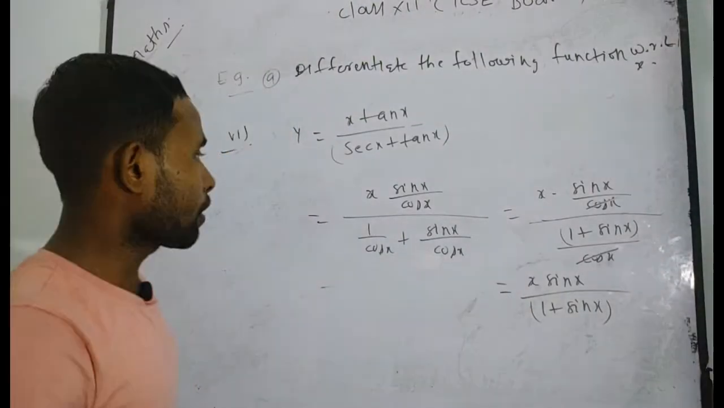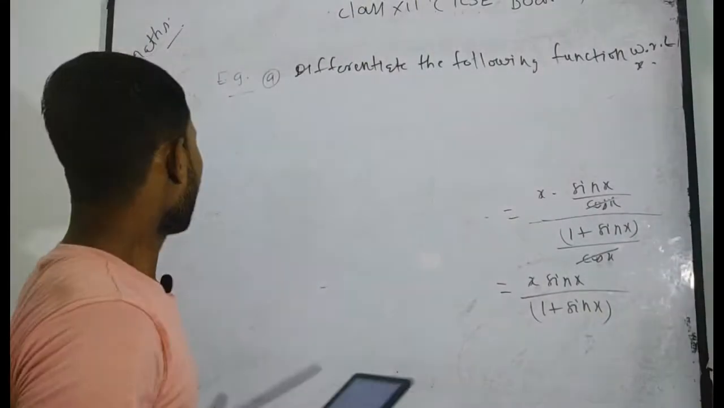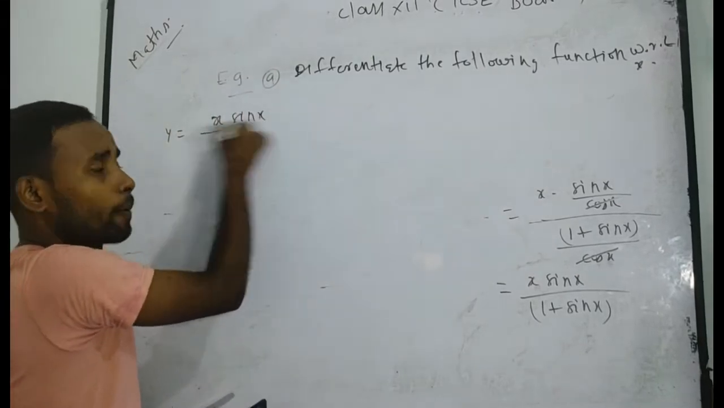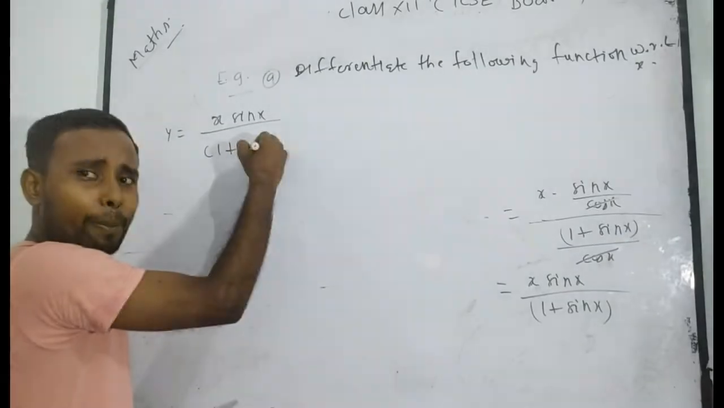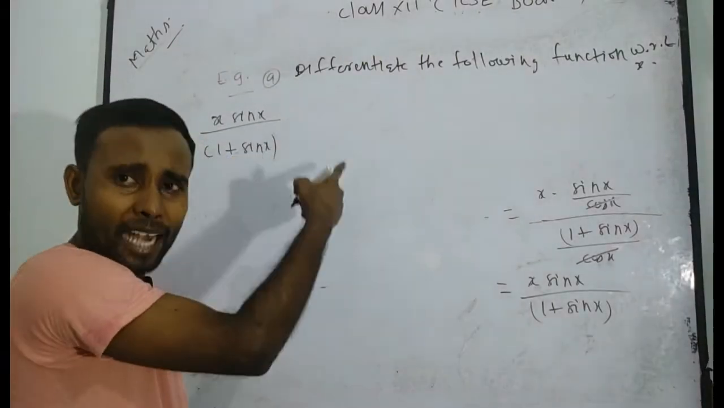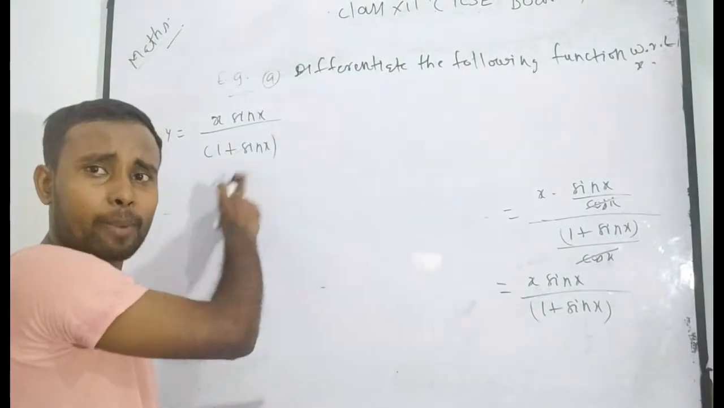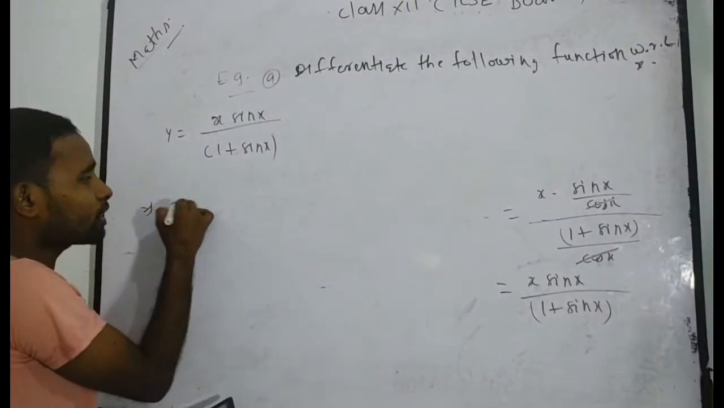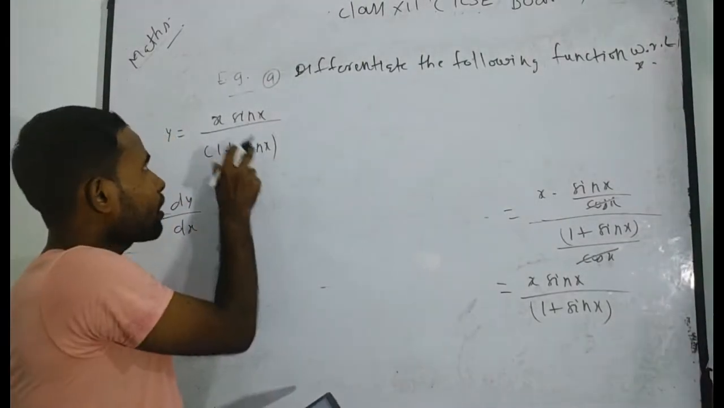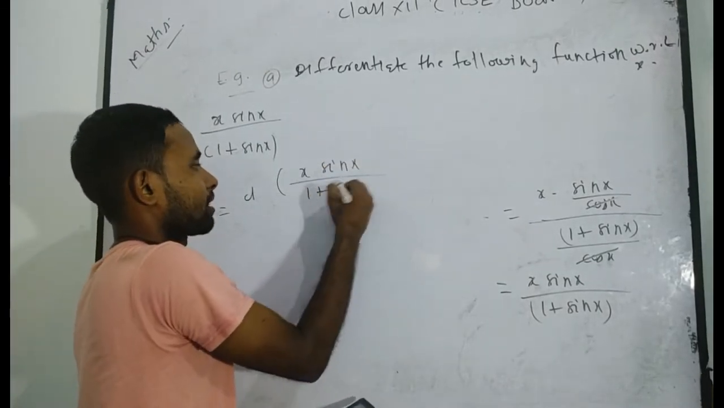Now I want to rub this part because there is not enough space to write here. Finally, you get y is equal to x sin x divided by 1 plus sin x. Now can you differentiate with respect to x directly? dy by dx will be, first of all, if you wish, you can write it again this way.